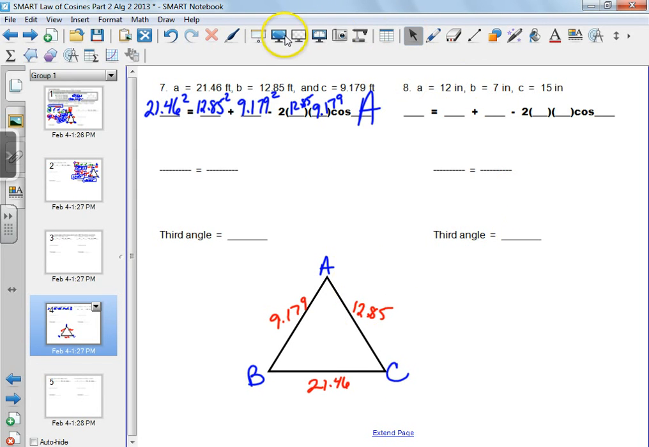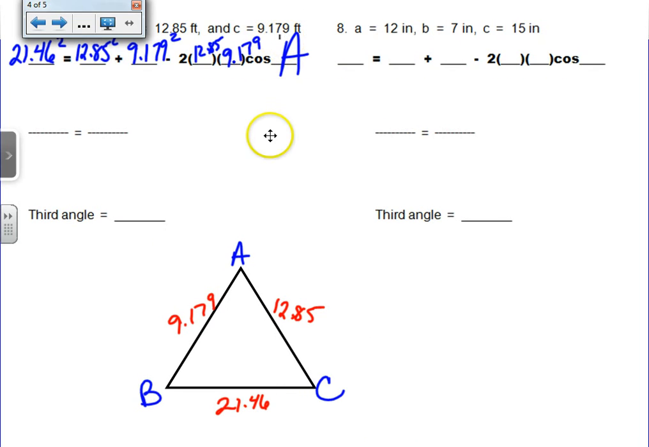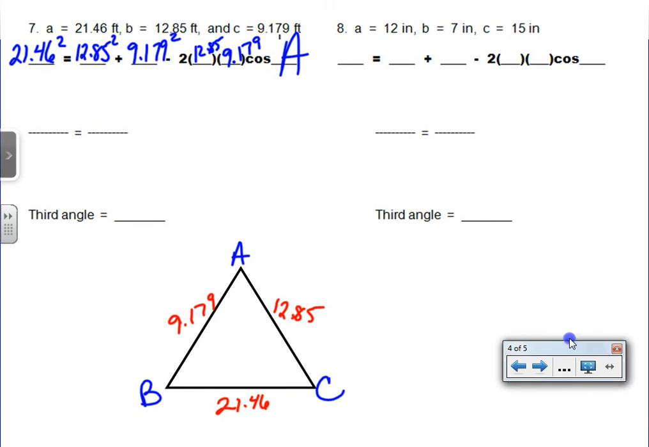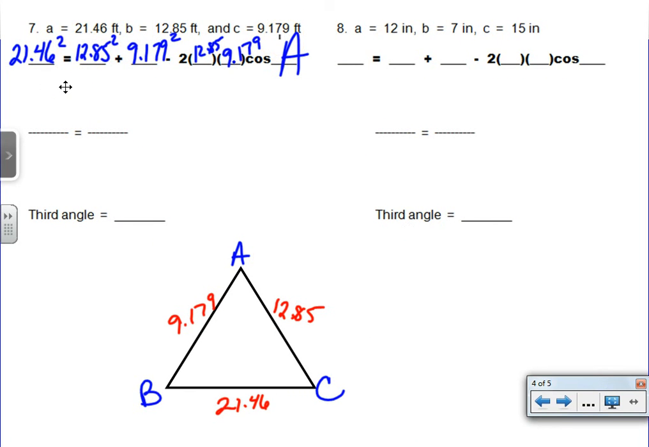We have number 7 set up, and it's kind of annoying because there's a lot of decimals, but we decided we're going to round this answer to 4 sig figs. Why did we do the biggest one this time? We always in law of cosines choose the biggest one to start. Law of sines, you choose the smaller, but law of cosines, we choose the bigger one. So you start with 21.46 squared. You're going to subtract the first 2 legs squared over, and then make sure you hit enter.